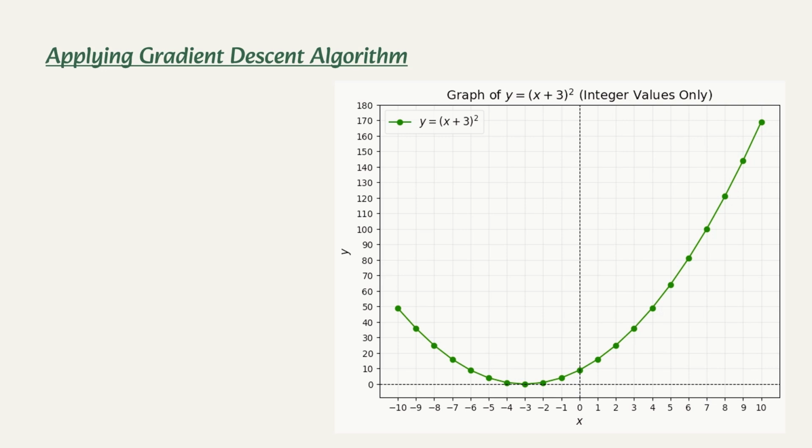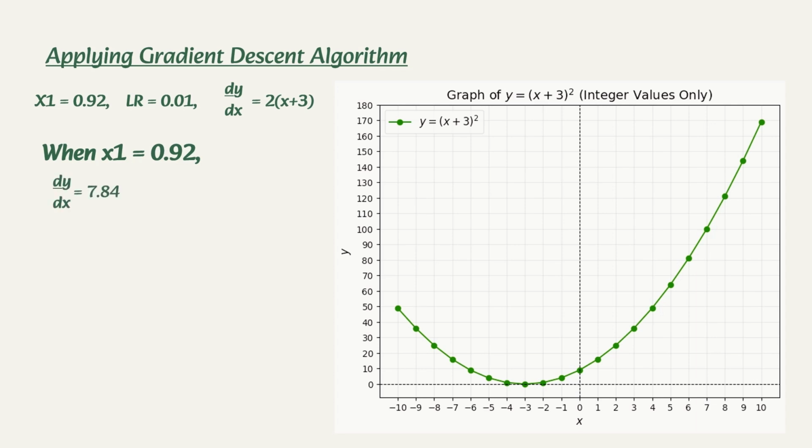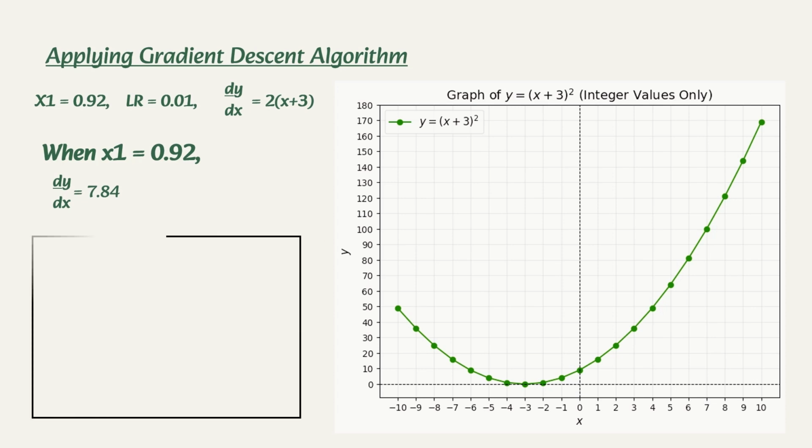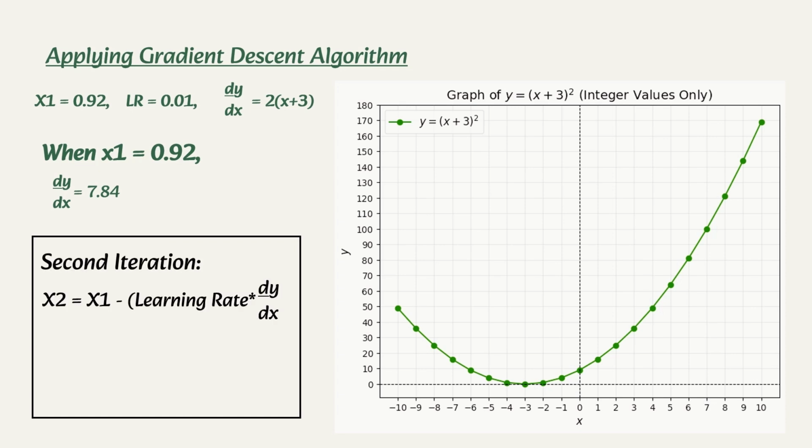On the second step, we repeat the process at x1 equals 0.92. We take this value from where we calculated the first iteration and the learning rate is the same. Gradient value also as we calculated earlier. When x1 equals 0.92, gradient value becomes 7.84. Let's look at the second iteration. When we calculate x1 minus learning rate times gradient value, x2 becomes 0.84. It's shown in the graph like this.